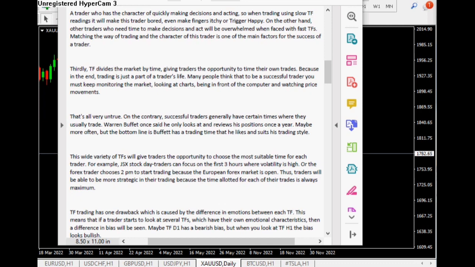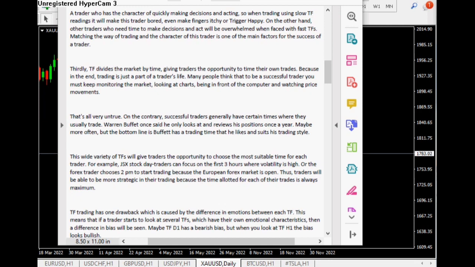For example, JSX stock day traders can focus on the first 3 hours where volatility is high. Or the forex trader chooses 2 p.m. to start trading because the European forex market is open. Thus, traders will be able to be more strategic in their trading because the time allotted for each of their trades is always maximum. TF trading has one drawback, which is caused by the difference in emotions between each TF.